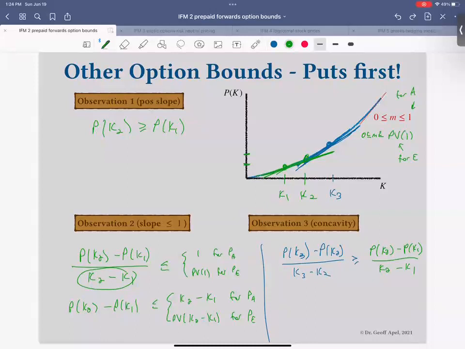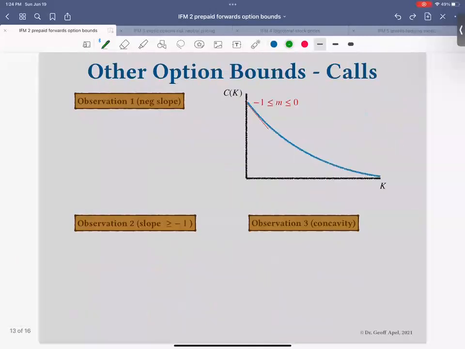So for calls, we're going to do the same sort of thing, but a call graph looks like this. If I have a strike of 0, you're like, oh, this call is going to be worth a lot, because it pays as long as it goes above the strike, and if the strike is 0, it's always going to pay. So this thing's always going to be worth something. That's kind of best case scenario for me. So that's where it's going to have its highest price, if K is 0. And then from there, we know that it's not going to increase, it's just going to decrease.